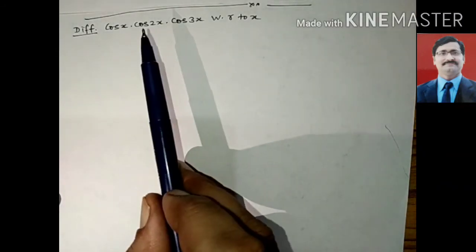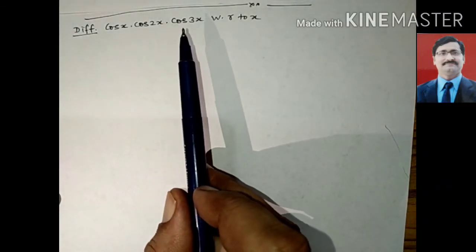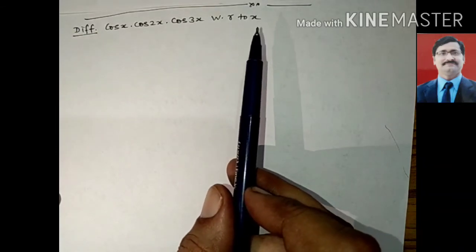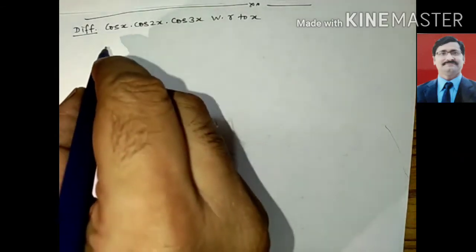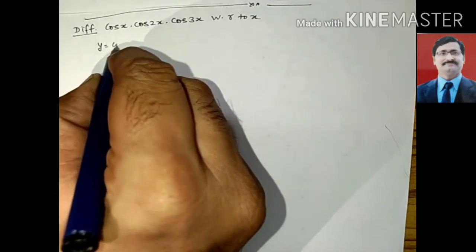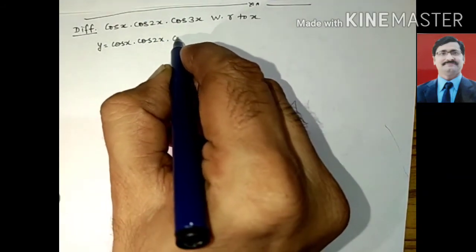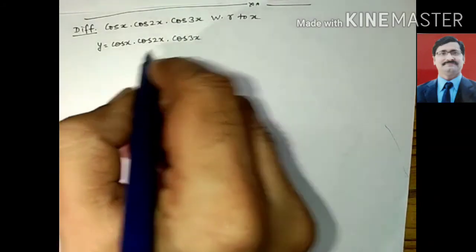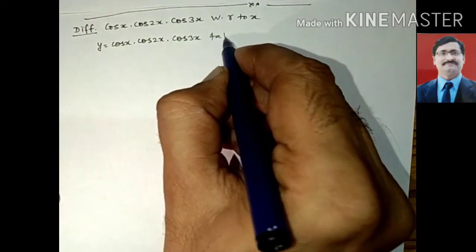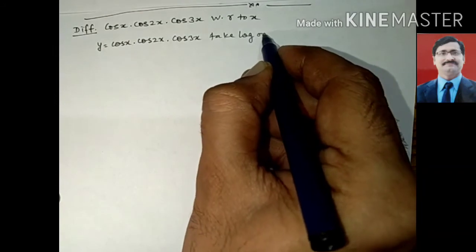Look here, we have to differentiate cos x into cos 2x into cos 3x with respect to x. First of all, we have to suppose y equal to cos x into cos 2x into cos 3x. Now you take log on both sides.